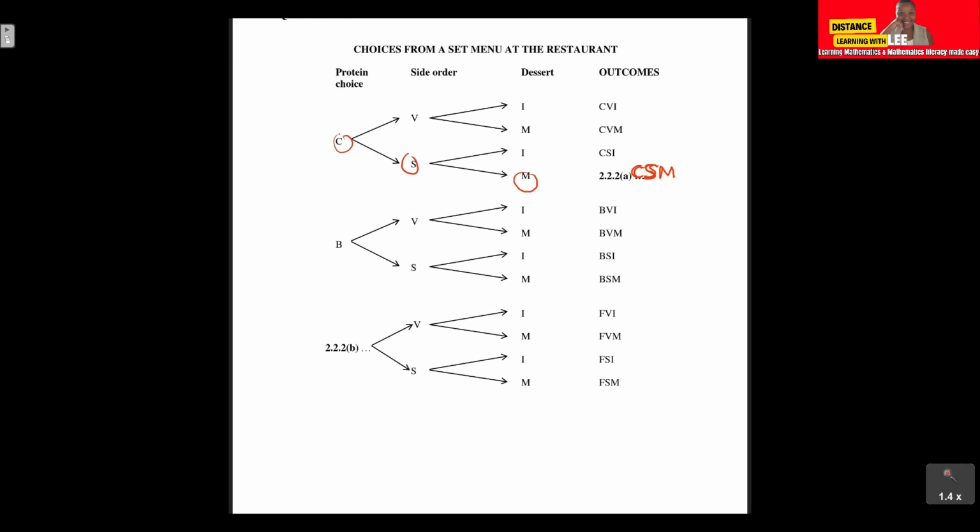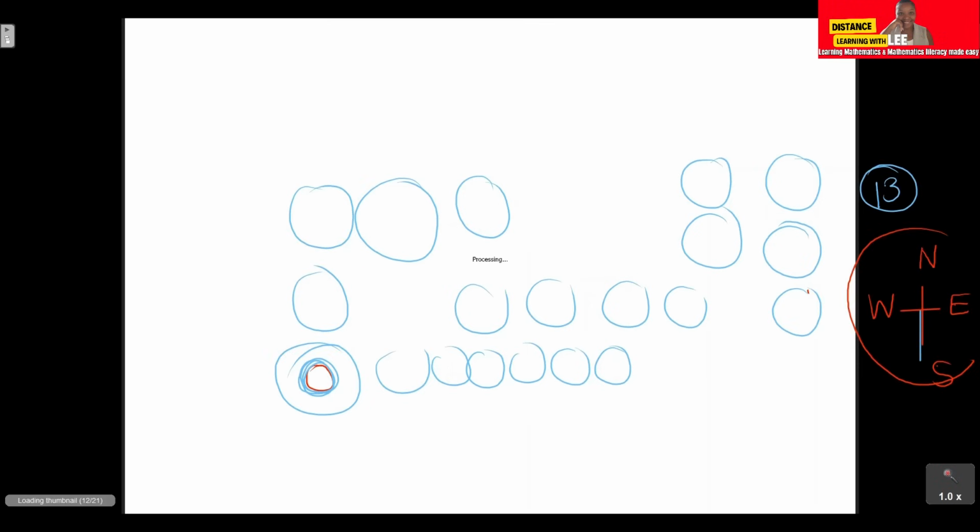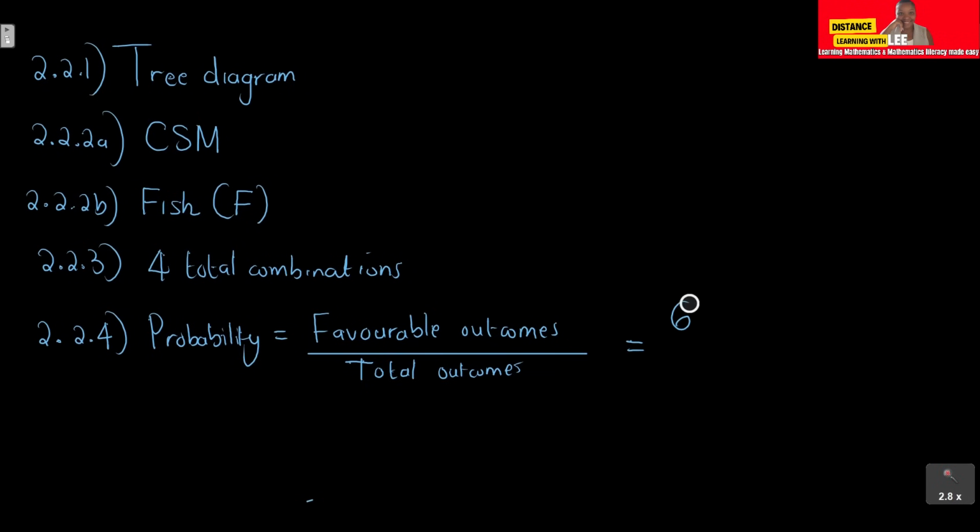Now from here, we're going to count all the possible outcomes that have the malva pudding. Where we have an M, that's where we've got our malva pudding. So we're going to count all of those. It's one, two, three, four, five, and six. So our favorable outcomes, or the outcomes where we've got malva pudding, is six. So we're going to write that down.